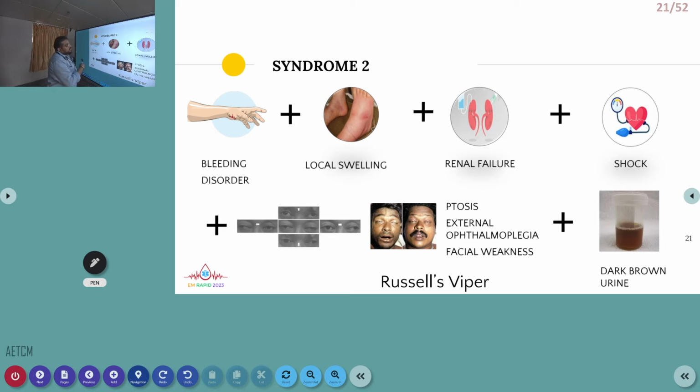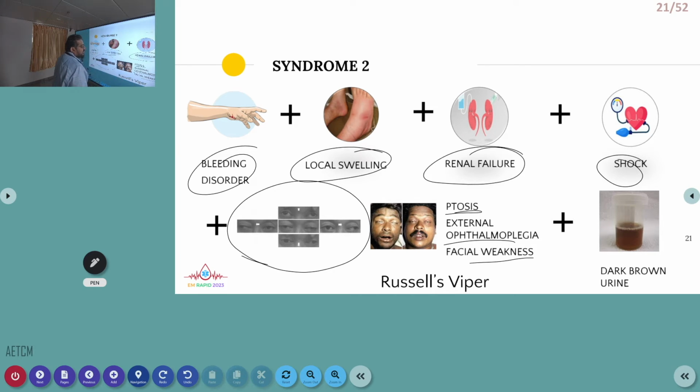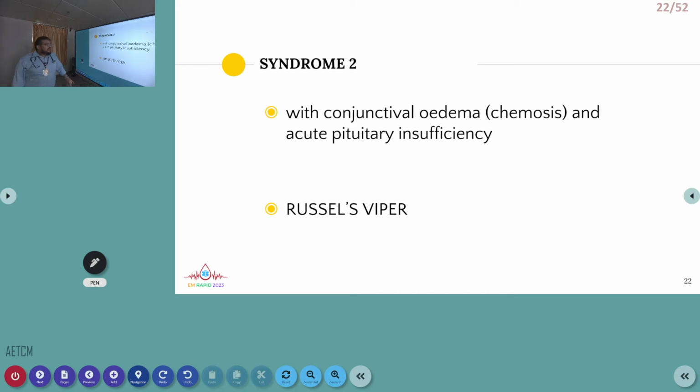And again, we have the same syndrome: you have bleeding disorder, local swelling, renal failure, and shock, plus evidence of neurotoxic envenomation, plus ptosis, external ophthalmoplegia, facial weakness. Remember Russell's viper. Whenever you have a combination of neurotoxic and hemotoxic features, remember that it can be due to Russell's viper. Again, as I told, acute pituitary insufficiency, again hemotoxic, Russell's viper is very, very notorious for causing that.